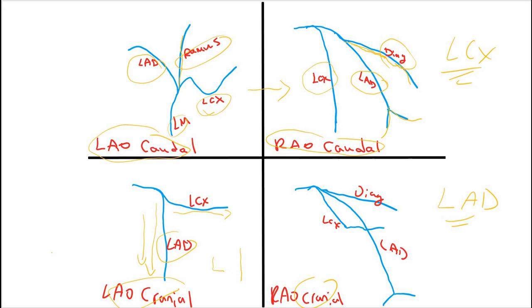For the RAO cranial view, you just turn the image, rotate it a little towards the right, for RAO, right. And so the LAD is a little towards the right side of the screen. And then the circumflex can sometimes be over here, or sometimes it can be up here. And the diag comes off of the LAD.